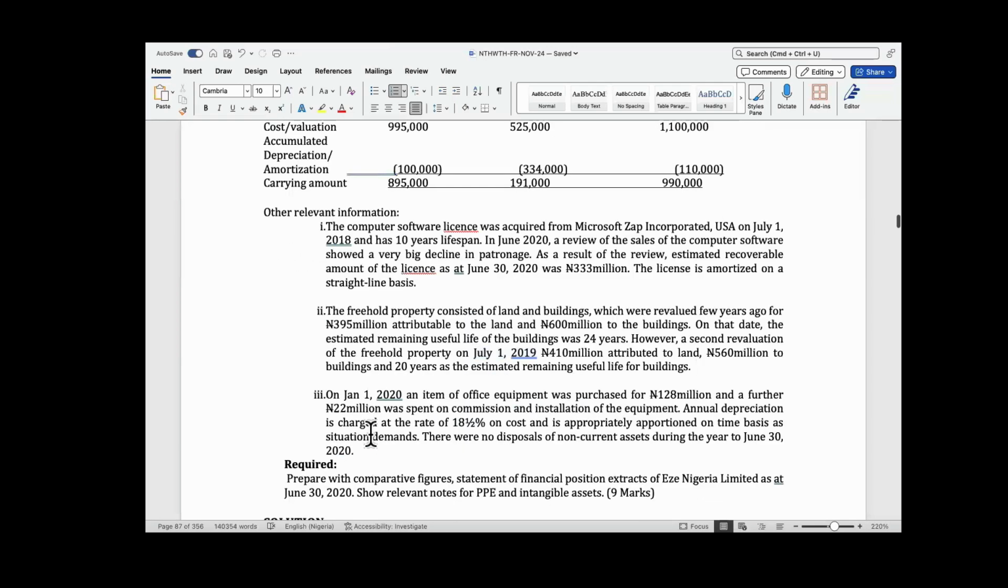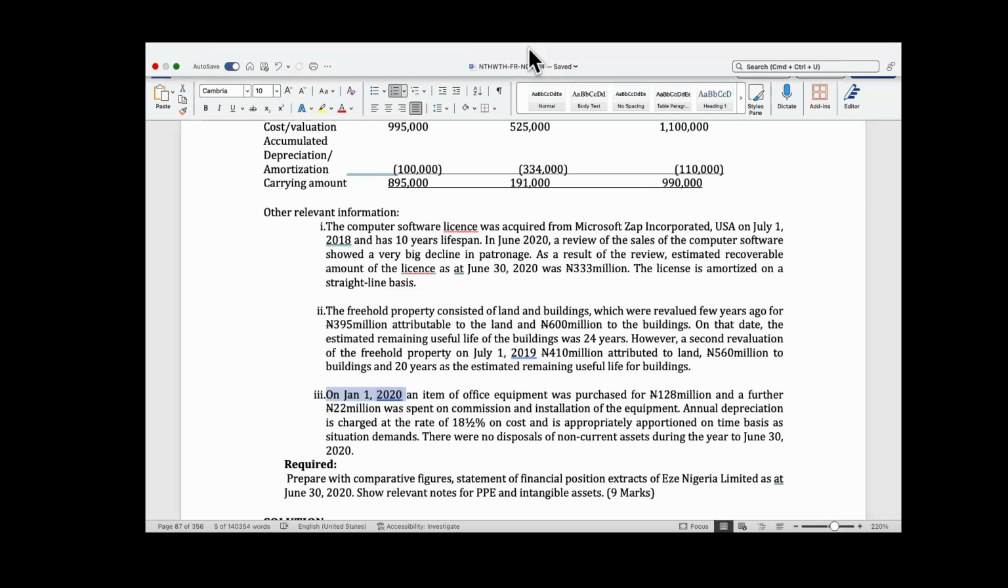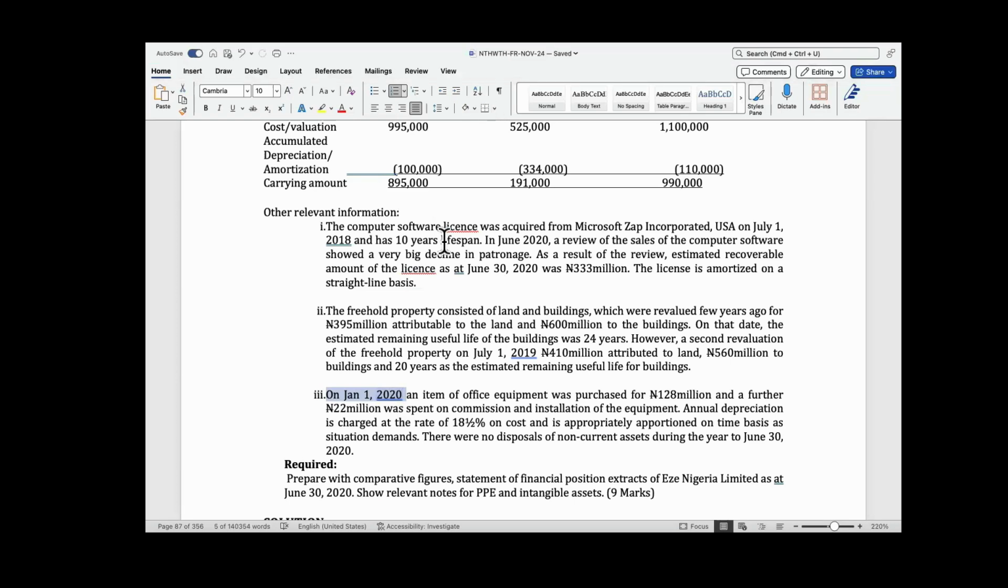Finally, it says on January 1st, 2020, an item of office equipment was purchased for 128 million. When I see January 1st, 2020, I know that this is during the year. Whenever they acquire an asset during the year, the first thing that comes to my mind is that my depreciation on that asset for that year will be prorated, unless the examiner tells me otherwise.